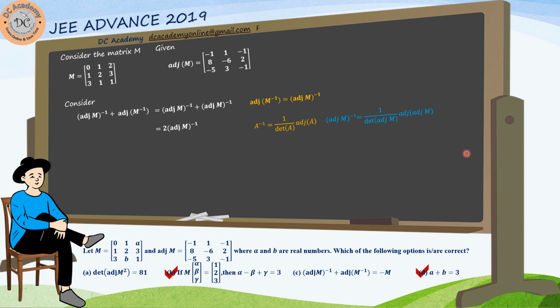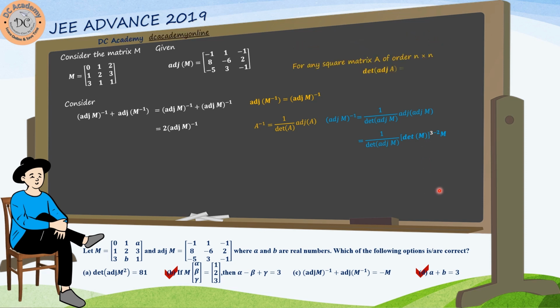That's the job. Now we know that for any square matrix, adjoint of adjoint A is determinant of A whole to the power n minus 2 into the matrix. So this adjoint of adjoint M can be written as determinant of M whole to the power 3 minus 2, because this matrix is of order 3 cross 3, into the matrix M.